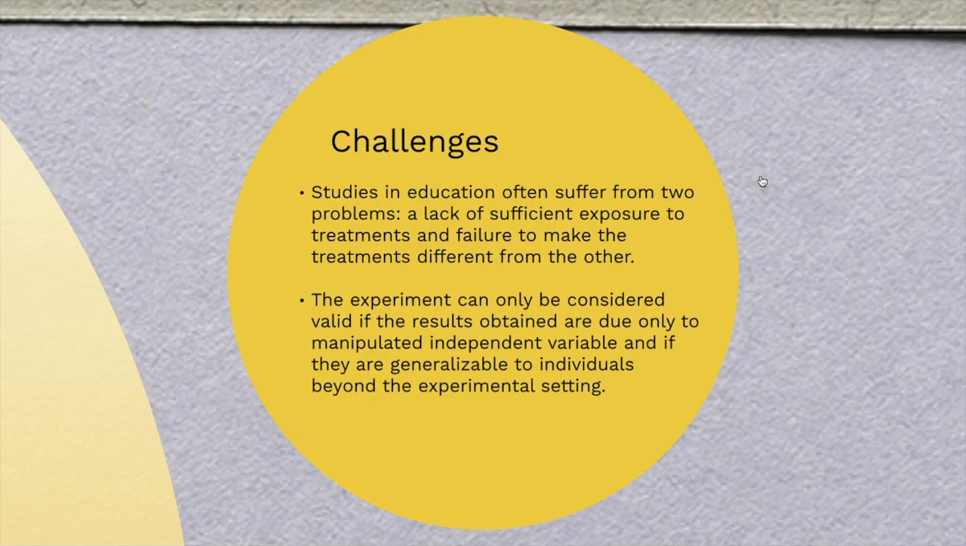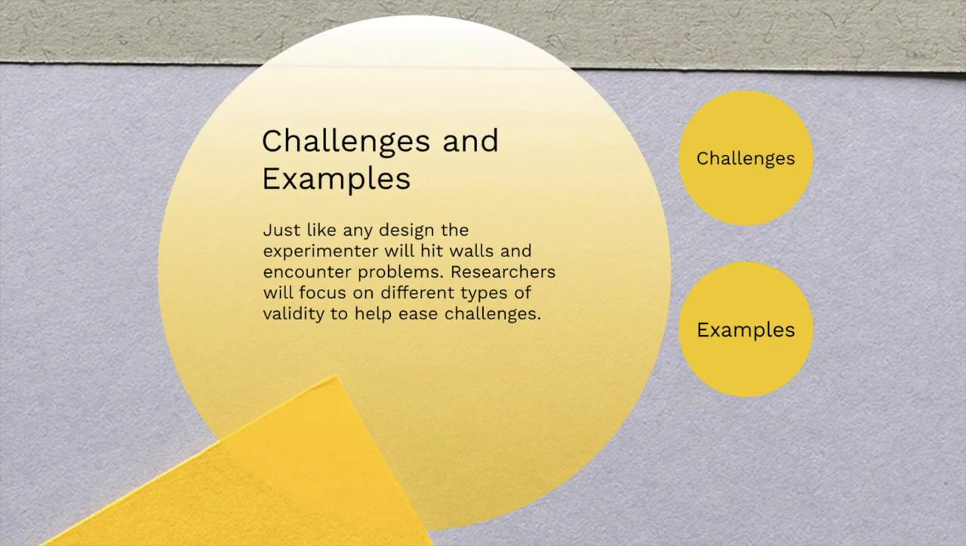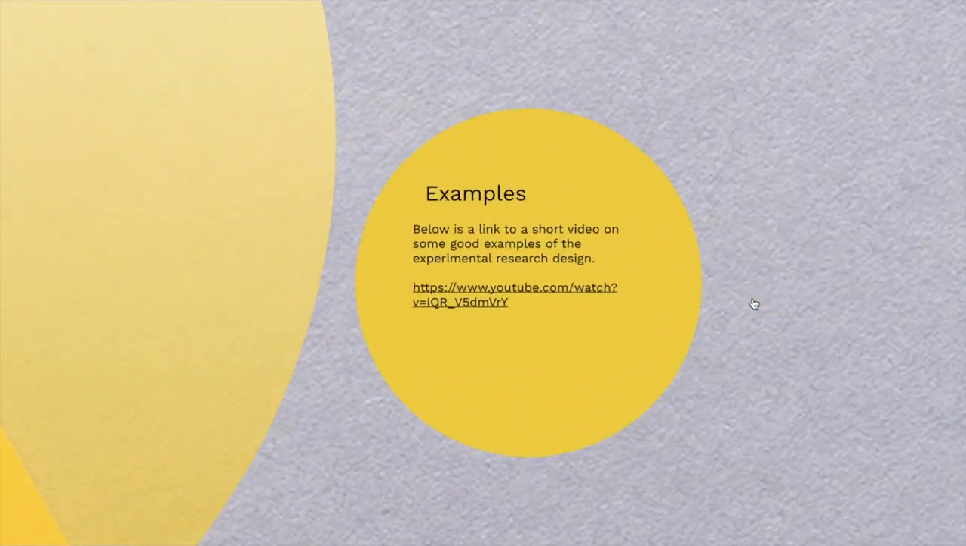The experiment can only be considered valid if the results obtained are due only to manipulated independent variable and if they are generalizable to individuals beyond the experimental setting. So you want other people to look at your experiment and know what your two groups are, and then know what you changed from group A to group B, or vice versa.